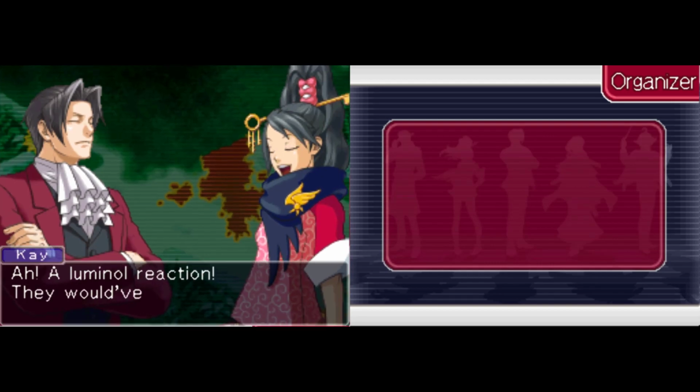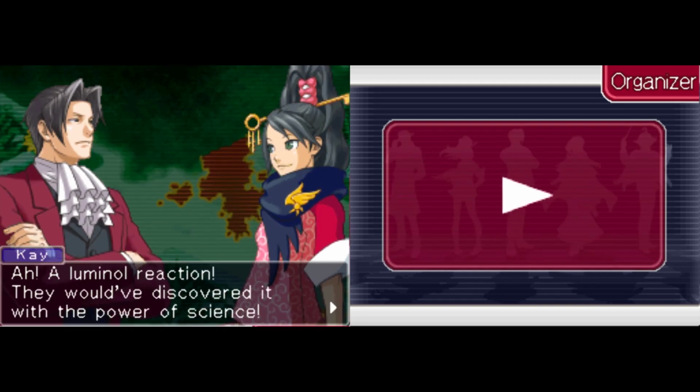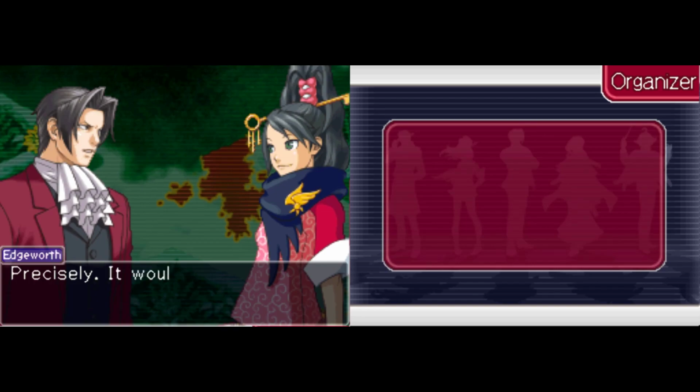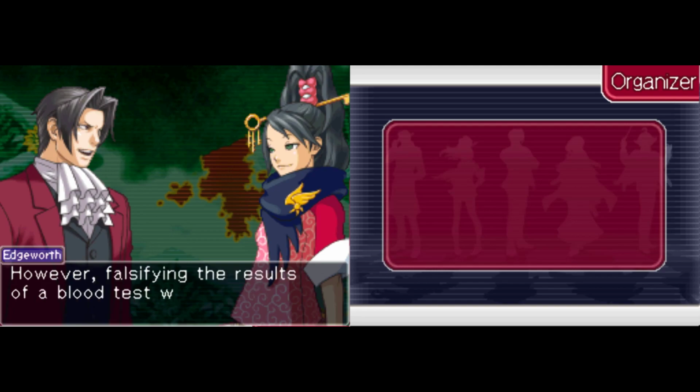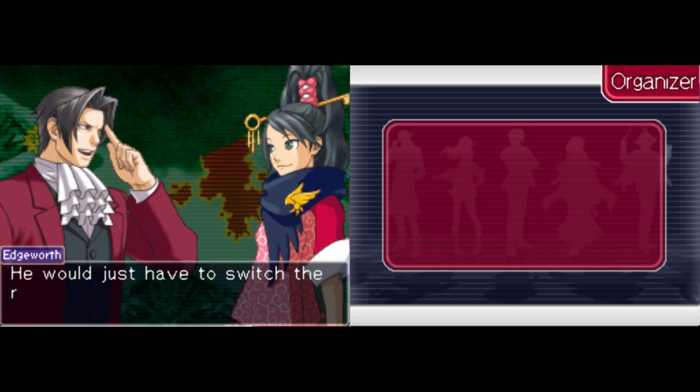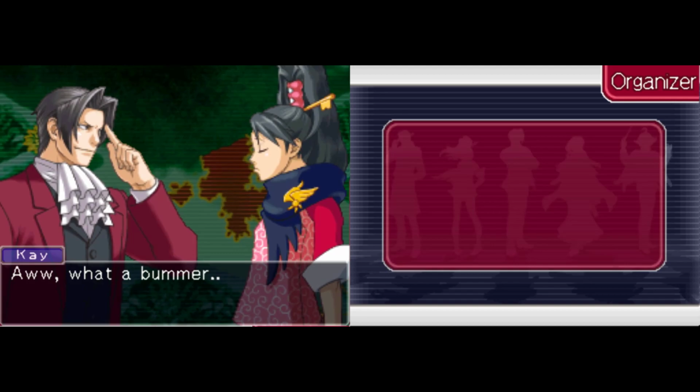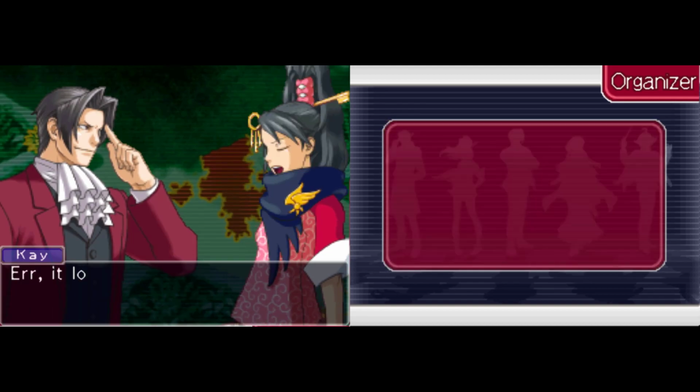A luminol reaction. They would have discovered it with the power of science. Precisely. It would have been difficult to completely erase all traces of the blood. However, falsifying the results of a blood test would be much easier in comparison. He would just have to switch the results from the forensics reports. What a bummer, knowing those documents I read were falsified.